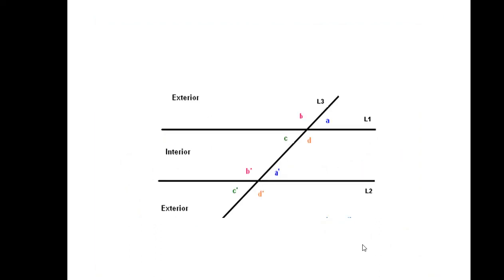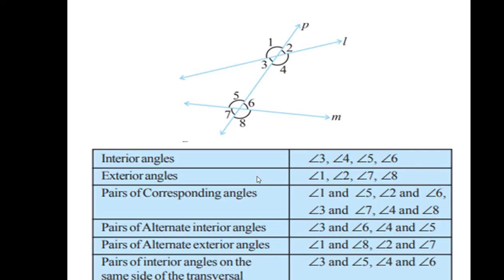Next we are going to see which is exterior for this transversal. These are parallel lines, so this part is called exterior, and here also exterior. In between these two parallel lines, it is called interior. Okay, with this we will move to the next slides.